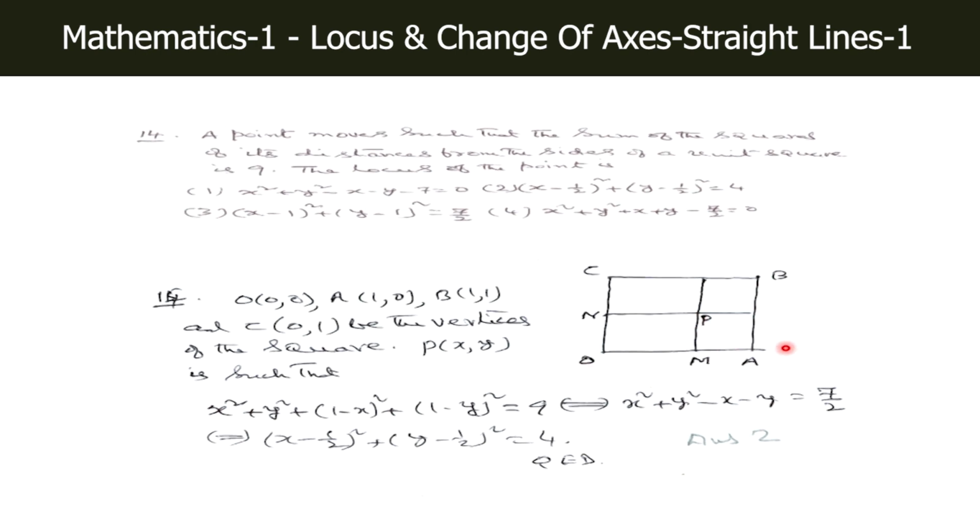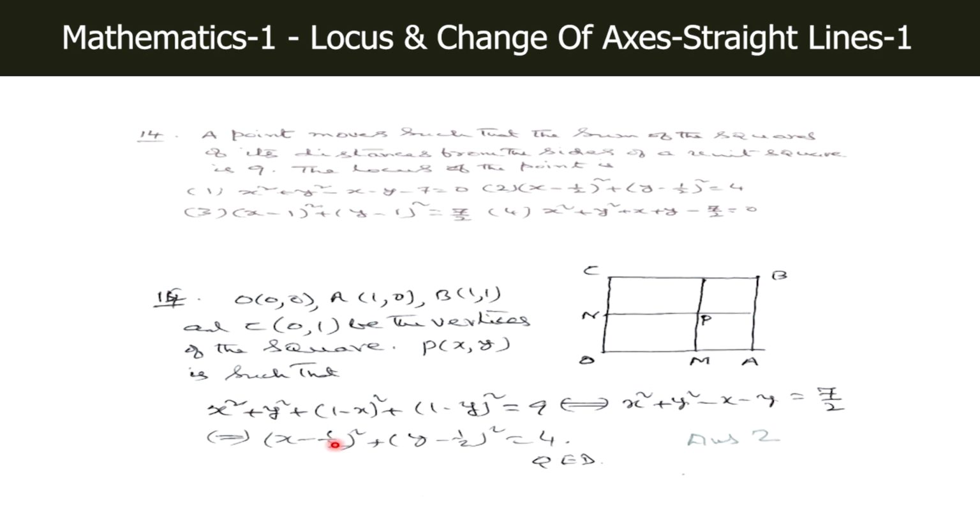Now, you take OA as the x axis and OC as the y axis. So, therefore, P is equal to (x, y). And you know that B is (1, 1), C is (0, 1), O is (0, 0) and A is (1, 0).